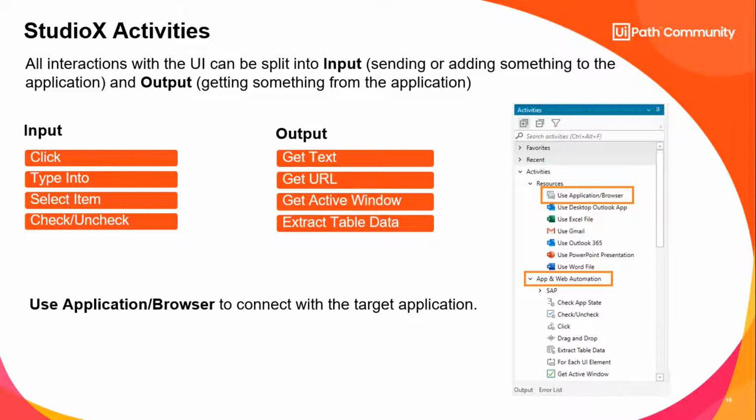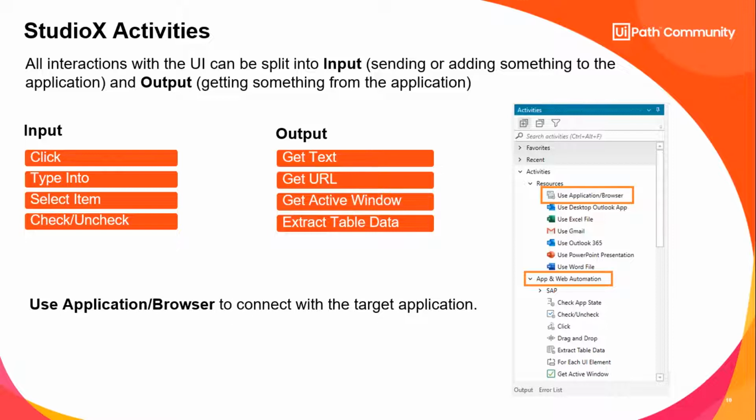When coming to UI automation, activities can be further classified into two: input and output, which we can easily see on the screen. Input is the category when you are sending or adding something to the application, right? For example, click: you are clicking on a button, you are sending an instruction to the application. Then type into: you are sending your data into the application, your first name, your last name. Select item from the drop down: you are choosing any month from the drop down list, right? Check, uncheck. These are the actions that you are performing as an input. You are sending these instructions into the application.